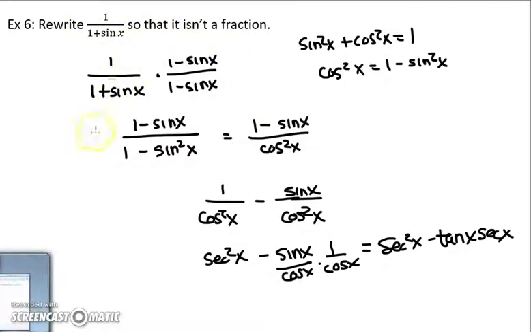So there's a bunch of different things that we talked about here, a bunch of different ways we can use our identities, and certain things that we want to look out for, like squares. We're going to be using these quite a bit, so we'll see you in the next one. That'll do it for this video.